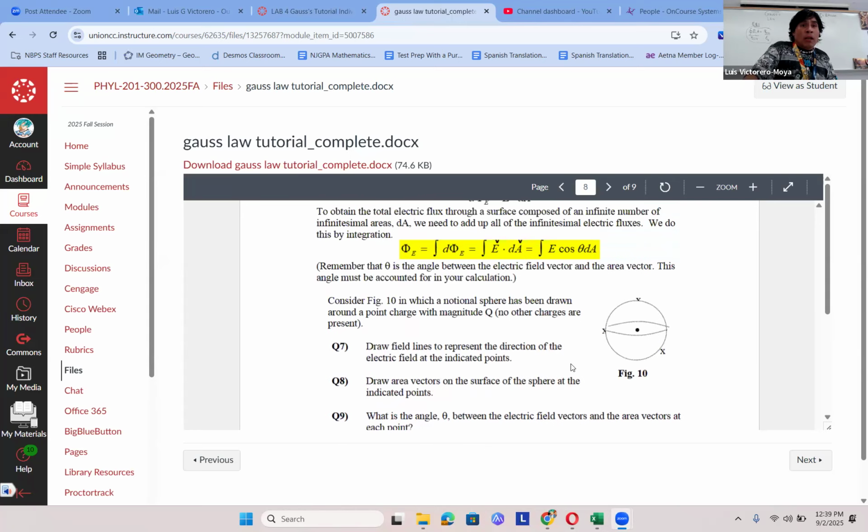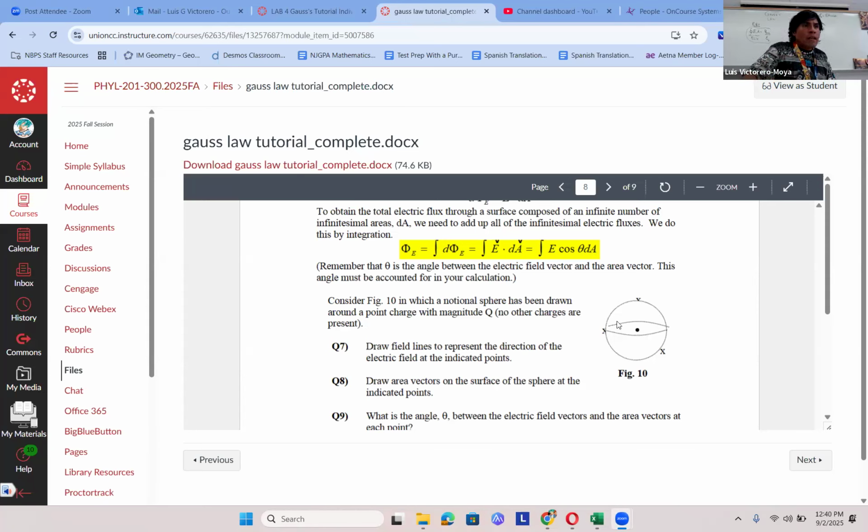It's a very conceptual lab. All right, so you have to use the ideas I described. You have to draw, and to draw, always assume that the charge is positive. So in that case, it's Q. The electric field lines go away from the charge, and are always parallel to the area vectors. Sorry, perpendicular to the differential areas, parallel to the area vectors.